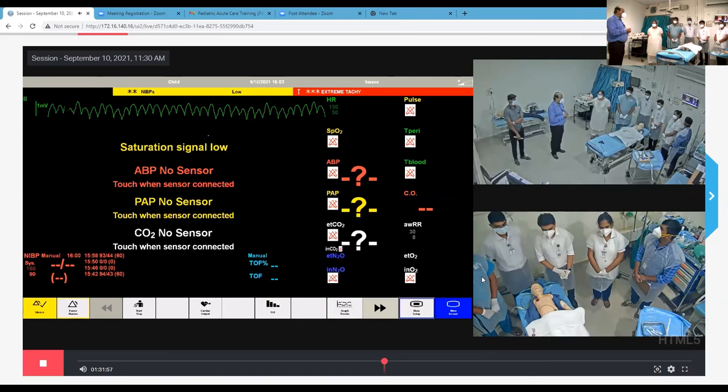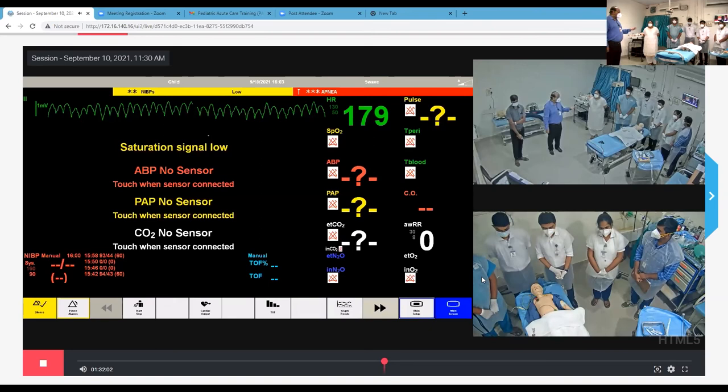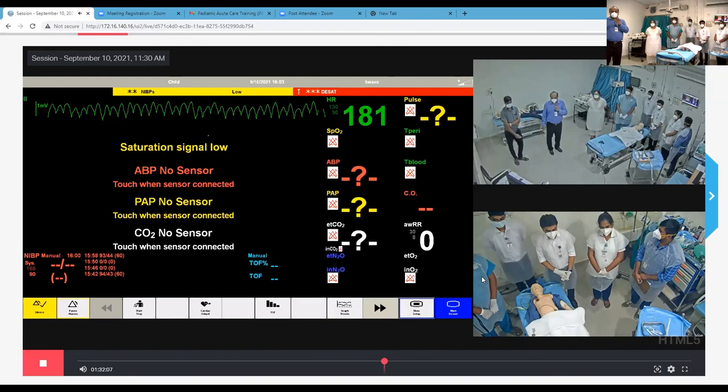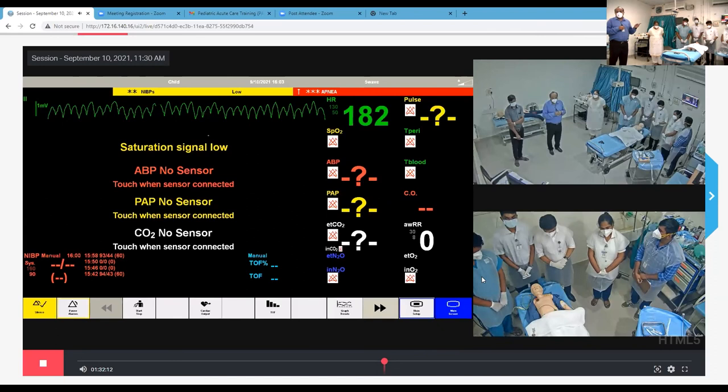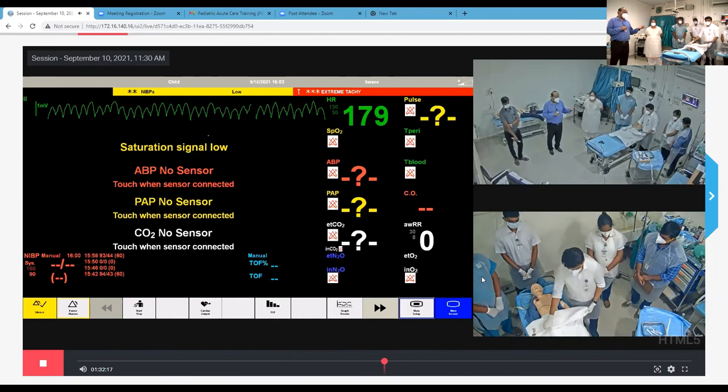Thank you. And one more scenario is there that we'll talk about, what I told about tachyarrhythmias, whether narrow complex or wide complex. You will be seeing now a scenario in supraventricular tachycardia, how they manage it and how they give adenosine and the synchronized cardioversion. Over to you, Rana.